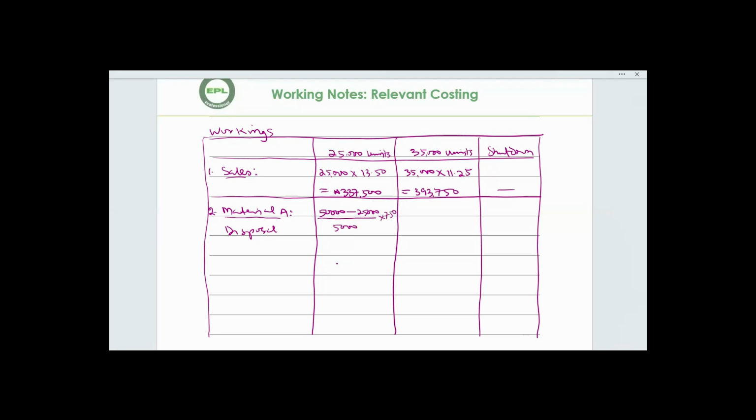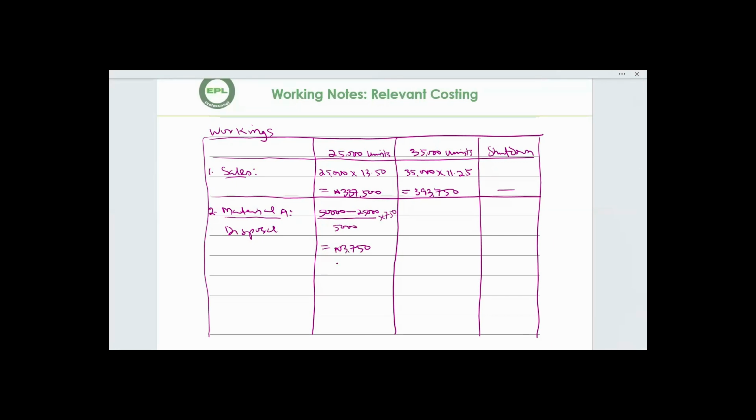Okay, so what do I have here? I would then say, bring out your calculator: 25,000 divided by 5,000, multiplied by 750, equals 3,750. Here is 3,750. I will go to the second option.